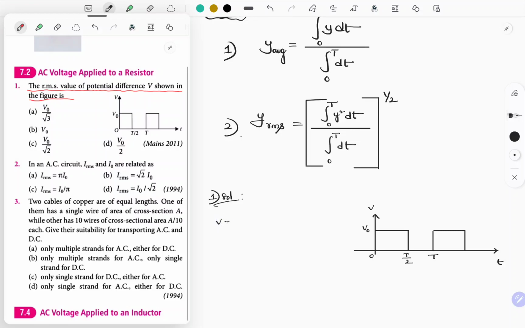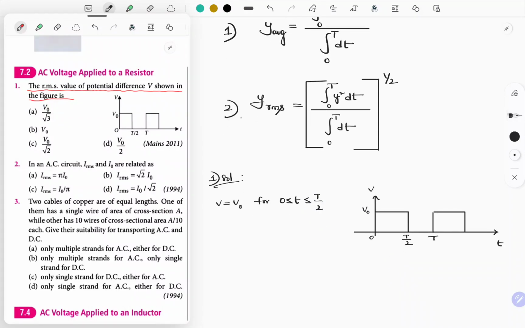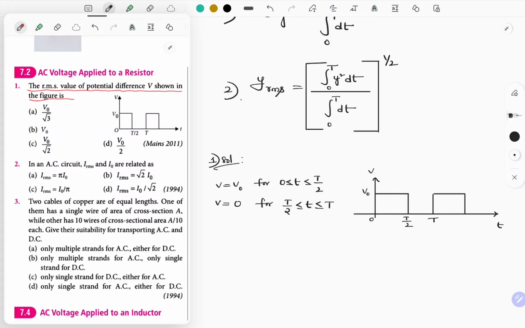So the value of V is equal to V naught for 0 less than or equal to t less than or equal to T by 2. It means in this region, in between 0 to T by 2, the value of potential is V naught. But in between T by 2 to T, the value of potential is 0. You can observe this, for T by 2 less than or equal to t less than or equal to T. So this is the value of voltage for different time periods.